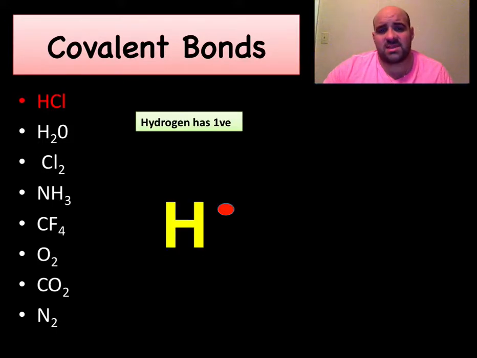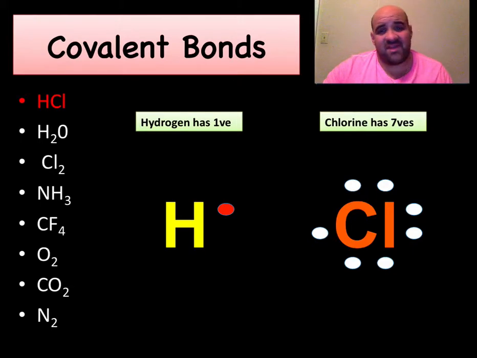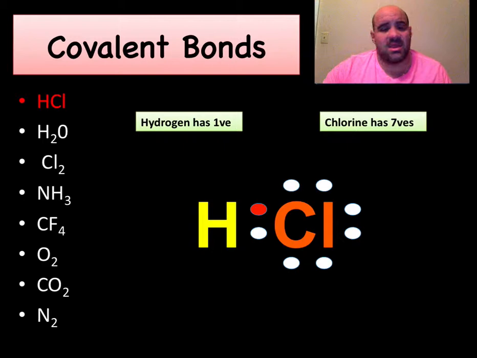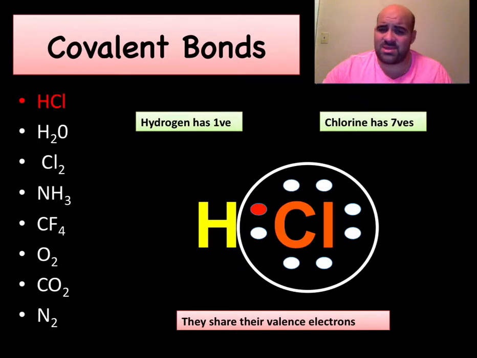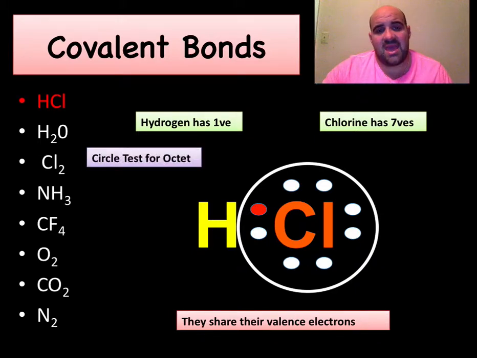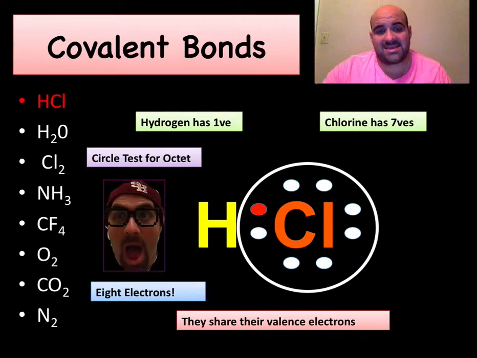Hydrogen has 1 valence electron. It's in column 1A. Chlorine has 7 valence electrons, and they would share their electrons in order to achieve a stable configuration. And if we were to draw the circle test, you just draw a circle around the atom to see if it has 8 valence electrons, and chlorine does have 8. It passes the octet test.